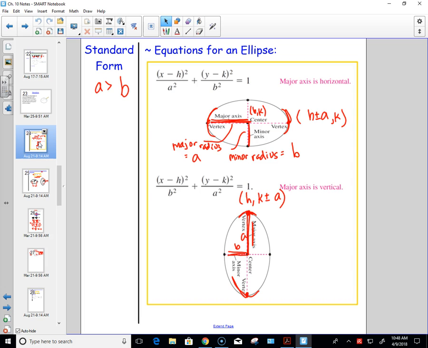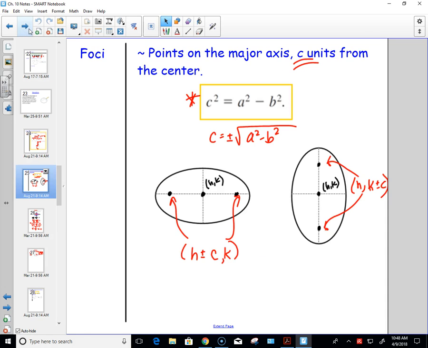We made a couple mistakes on that, I think, on Thursday. Friday was Good Friday, huh? Then we talked about the foci for ellipses and how to solve for them. The foci are a distance of c away from the center. So we're going to have to either add and subtract c to the h, or add and subtract c to the k, depending on the orientation of our ellipse.